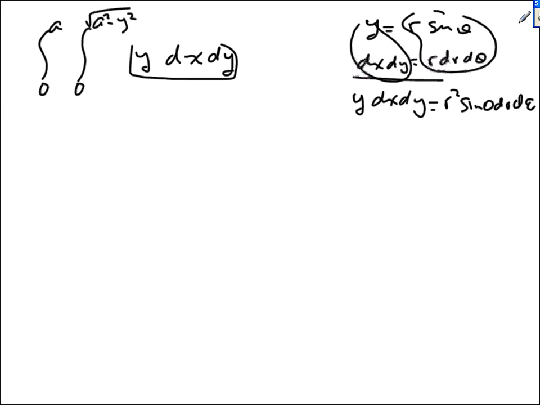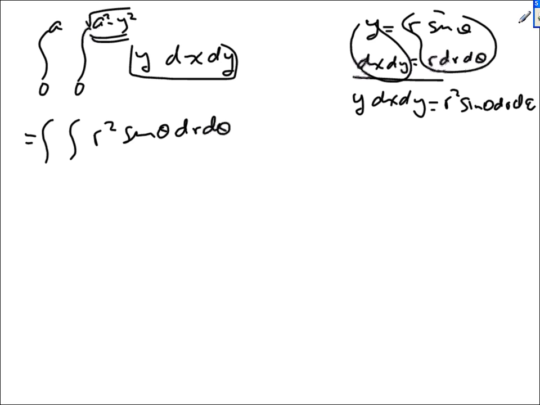Okay, so I just learned a big piece. R squared sine theta dr d theta. The fact that this looks like a circle, a squared minus y squared, looks like a circle. That's what leads me to think polar.